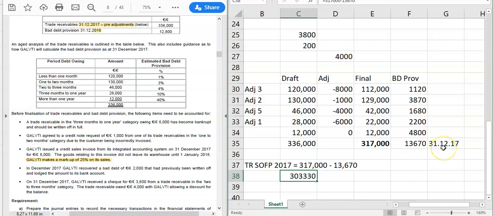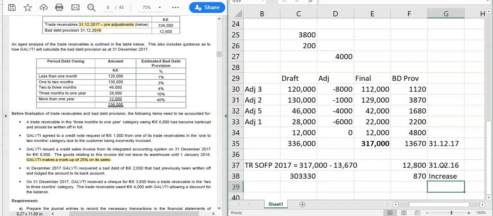But what we also have to do, and it was a tricky part, you had to give a final journal, because this is really required in part A, but it's linked to part B. Our opening provision at the 31st of 12, 2016 was 12,800. So that means you have an increase in the provision of 870. So your final journal that is required here is to recognize that increase in the provision.